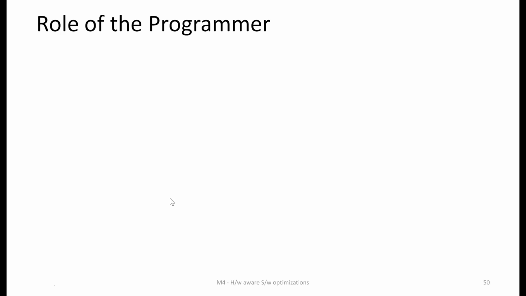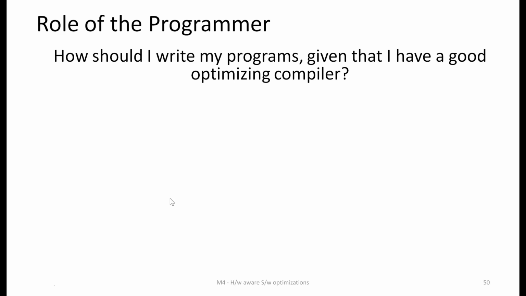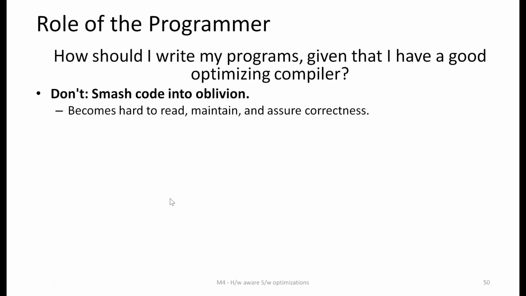So with that, I'll quickly summarize what our role as programmer would be. Here we are trying to answer the question of how better can I write programs if we already have an optimizing compiler at our disposal. The first one is what not to do. Don't write code such that it becomes unreadable and difficult to maintain or extend in future, or we might even end up in a situation where we cannot ensure the correctness of the program, whether it's working correctly or not.